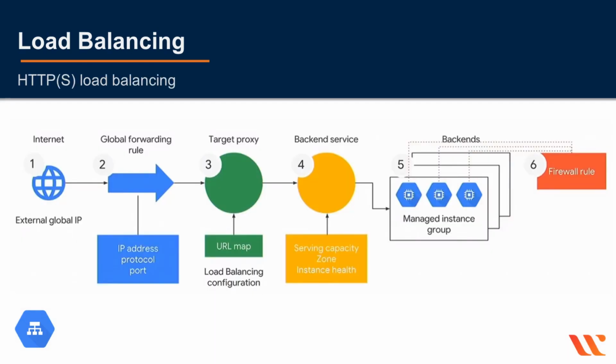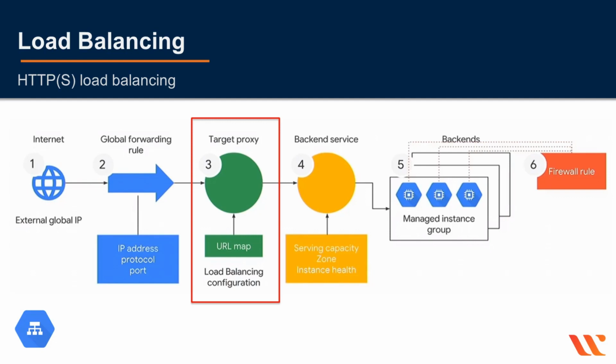This is the data model for the HTTPS load balancer. From the internet, the global Anycast VIP goes to a target proxy based on a forwarding rule. This target proxy could be HTTP, HTTPS, TCP, or SSL. This is also where you have the URL maps.